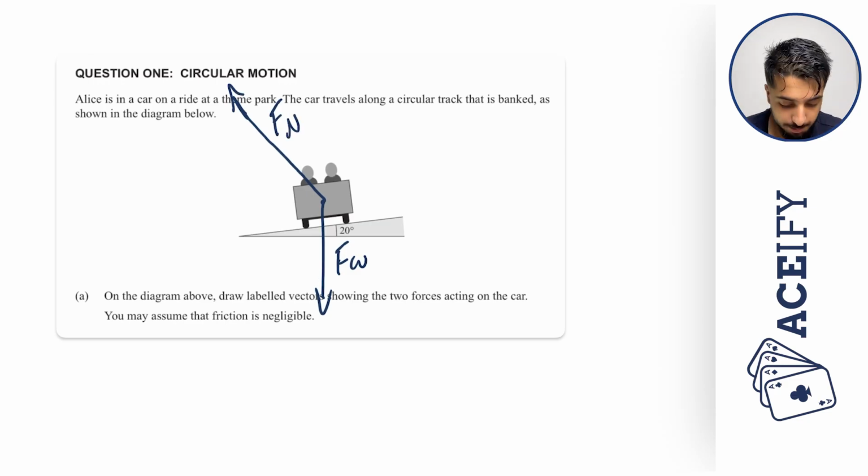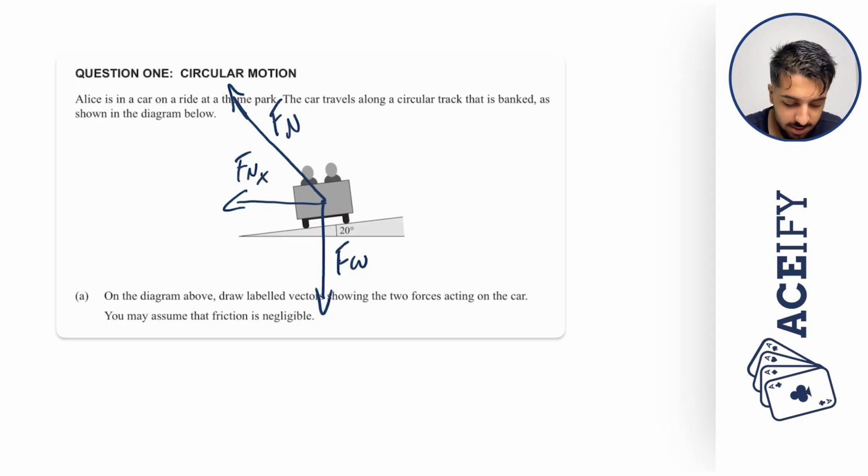There we go. Now, some people might say that there are three forces acting on it. There's the centripetal force, right? However, this is not the case because the centripetal force is not a force acting on itself. The centripetal force is provided by another force. And in this case, the centripetal force is provided by the horizontal component of the normal force. So F_Nx, we can call that horizontal component.